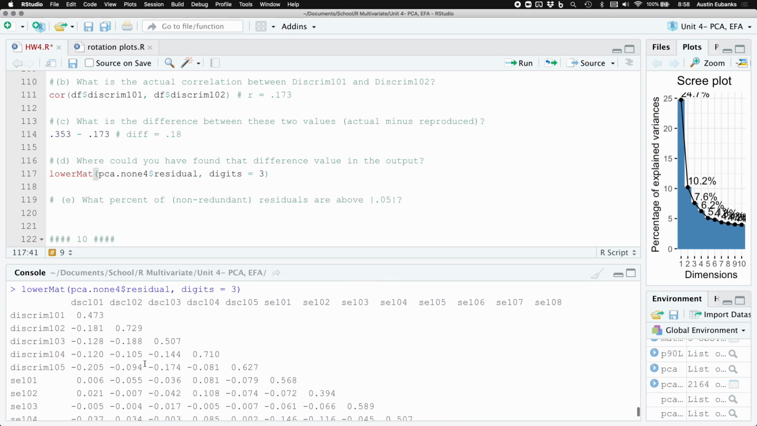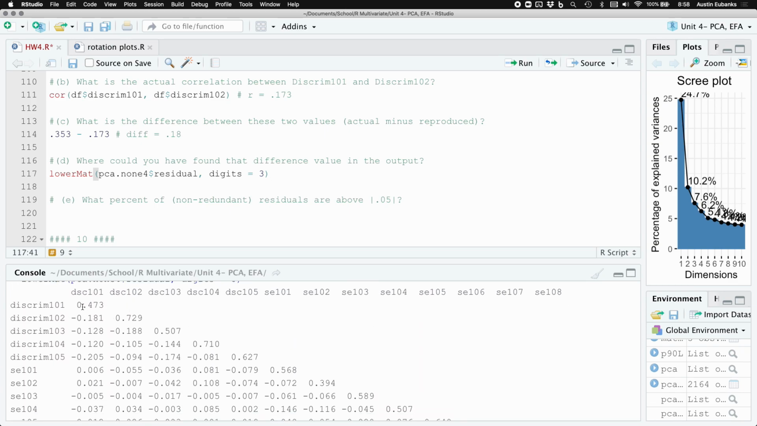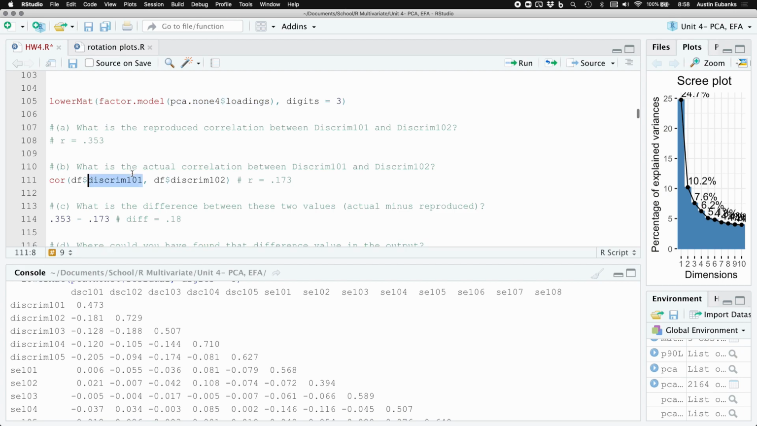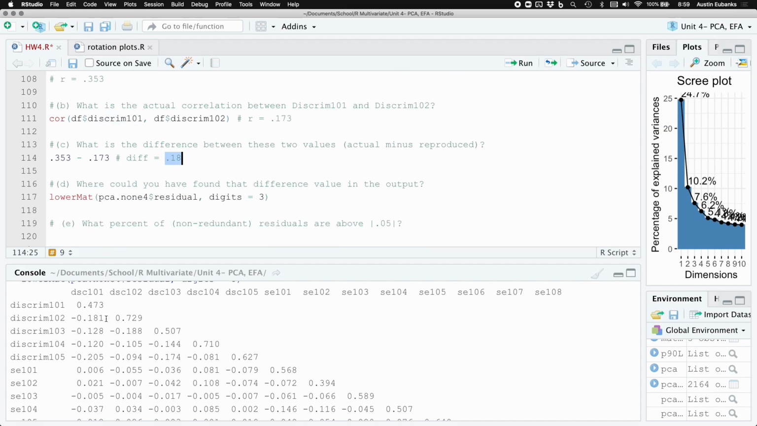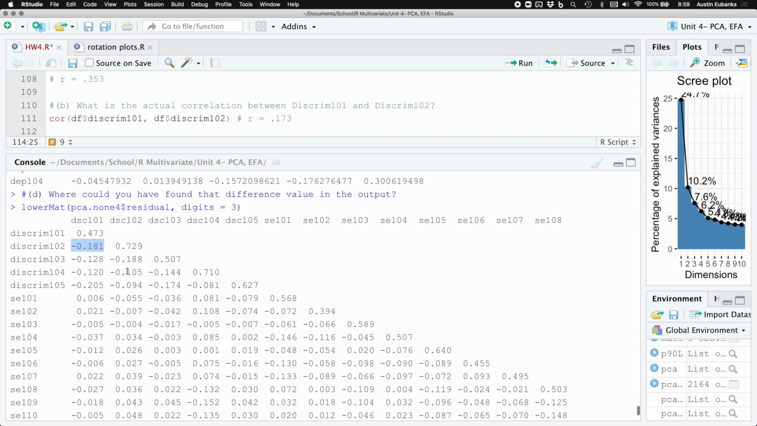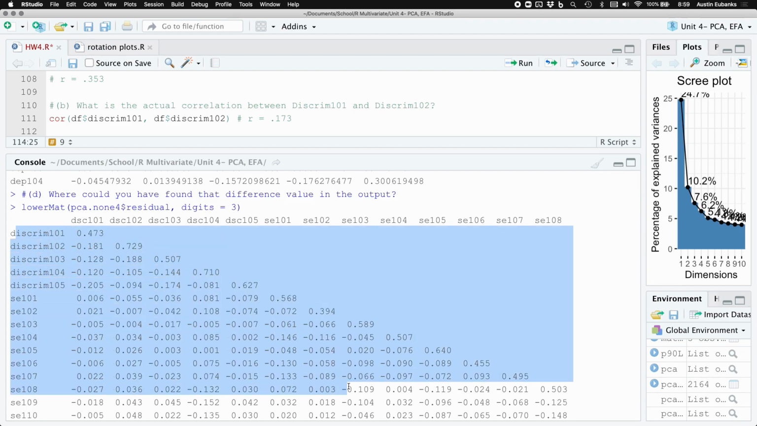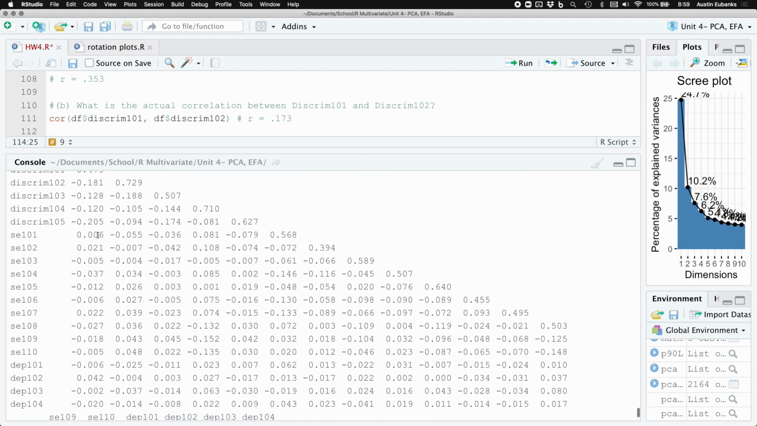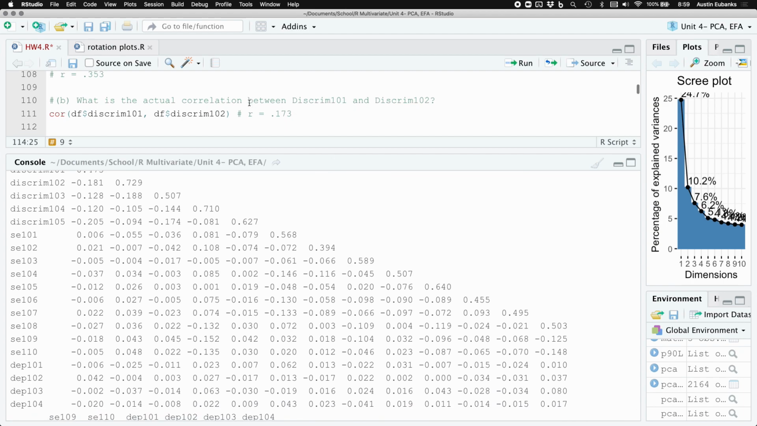And so now we're looking at this, and you notice that where we manually calculated the difference between the reproduced correlation and the actual correlation, we got 0.18. Here in this residual correlation matrix, we see that that's what it gives us. So in other words, when we're looking at these residuals, this is the difference in the actual correlations and reproduced correlations for each of these variables.